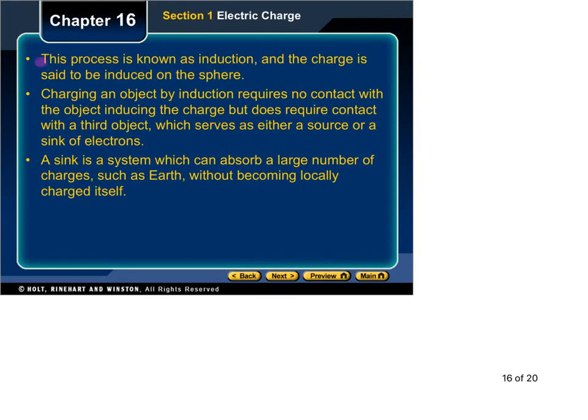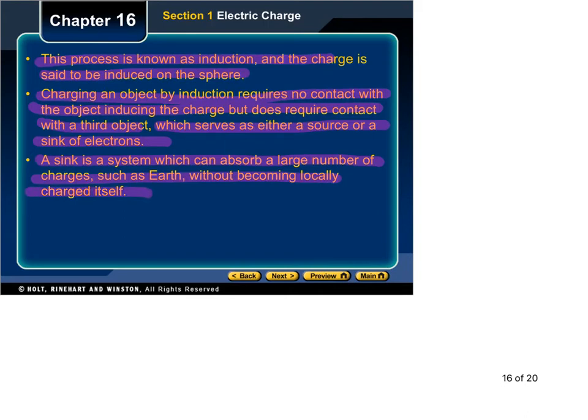So this process is called induction, and charge is said to be induced on the sphere. So, charging by induction, no contact, but it does require contact with a third object, such as the Earth, which is going to serve as either a source or a sink of electrons, depending on which way we're looking at it. And a sink is a system which can absorb a large number of charges, such as the Earth, without becoming charged itself.